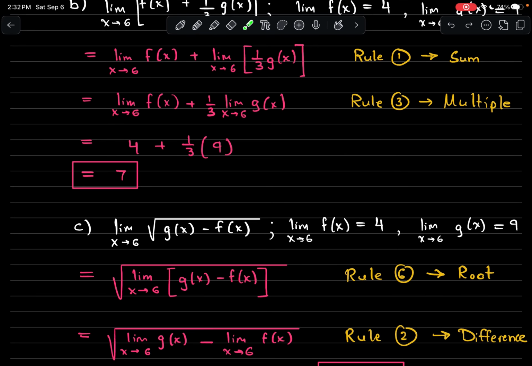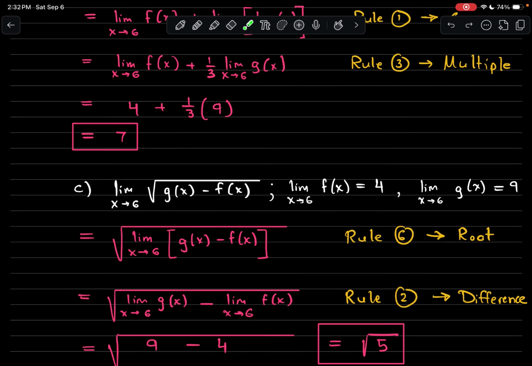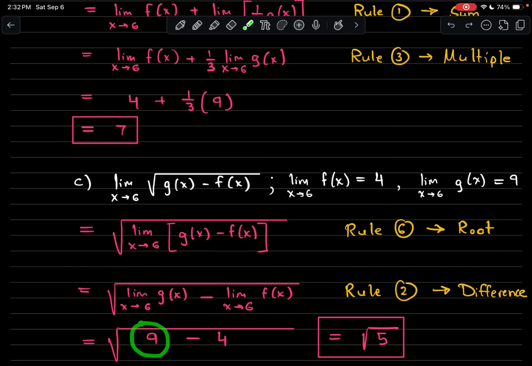Next, we can use rule number 2 to break apart the difference and apply the limit to each of g of x and f of x. And now we're ready to substitute. So the limit as x approaches 6 of g of x is again 9. The second one is going to be 4. The square root of 9 minus 4 is just going to come out to the square root of 5.